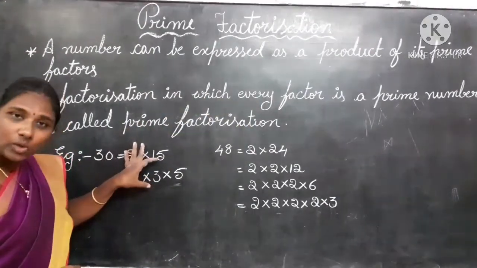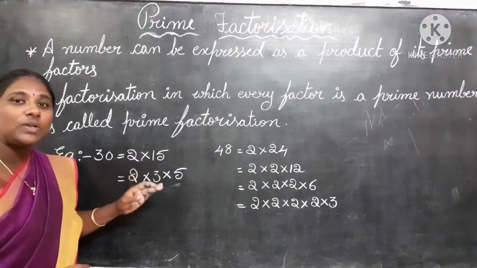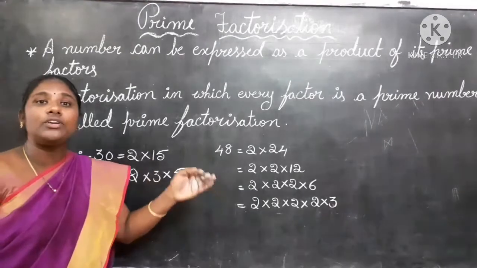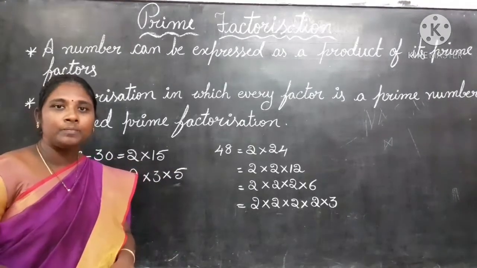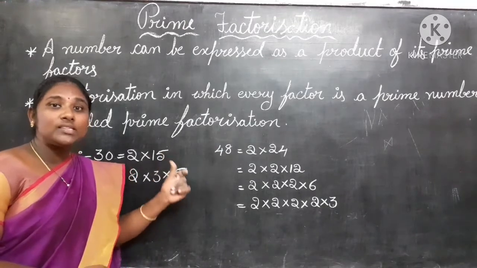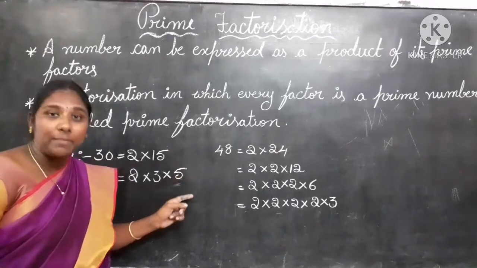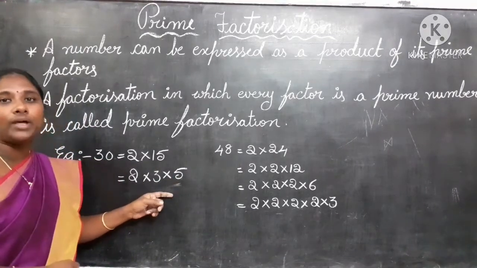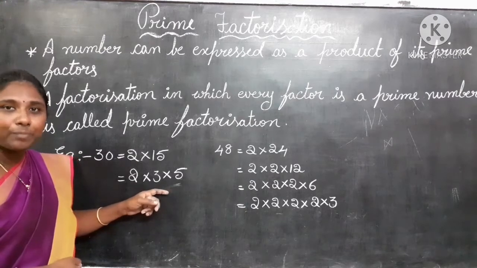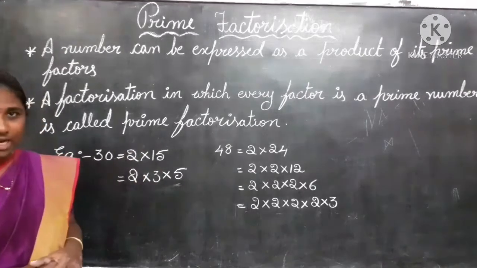First of all, it is called factorization. We can express any given number as a product of its prime factors. A factorization in which every factor is a prime number is called prime factorization.